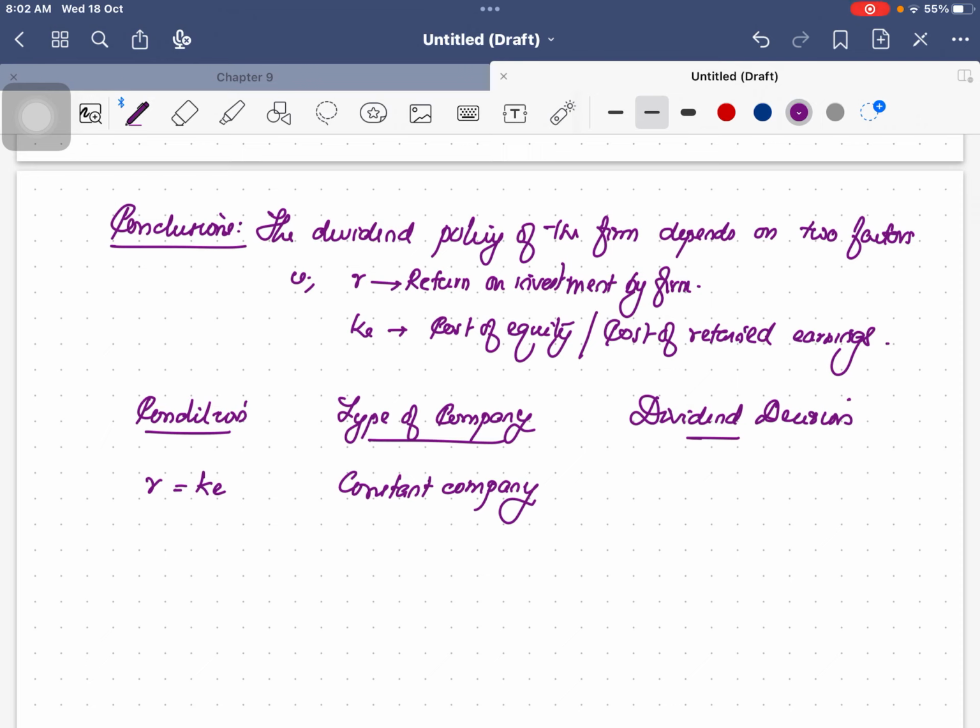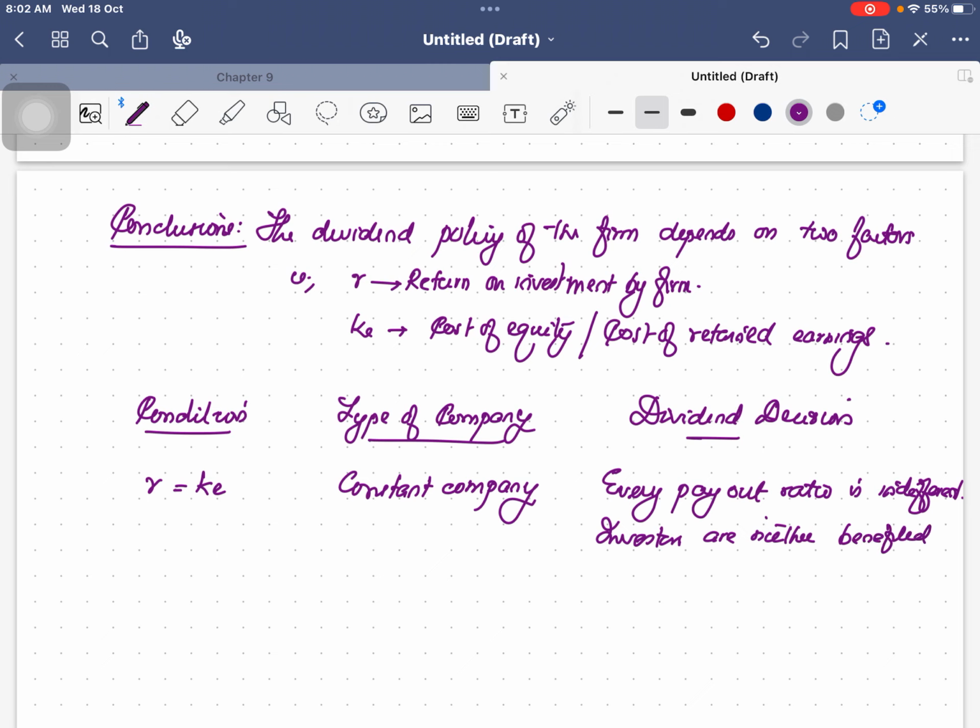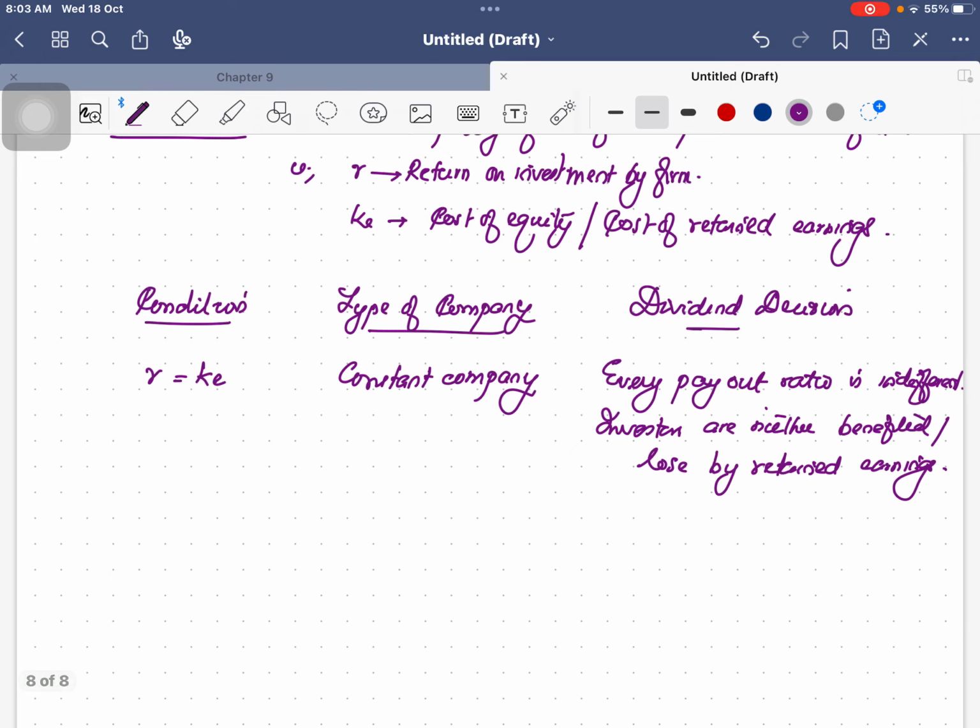So here the dividend decision: every dividend payout ratio is indifferent. Investors are neither benefited nor lose by retained earnings. They are not getting any extra benefit. That is when R is equal to KE.